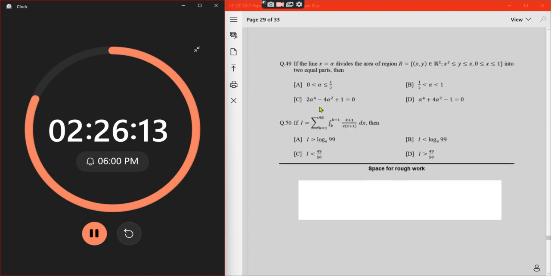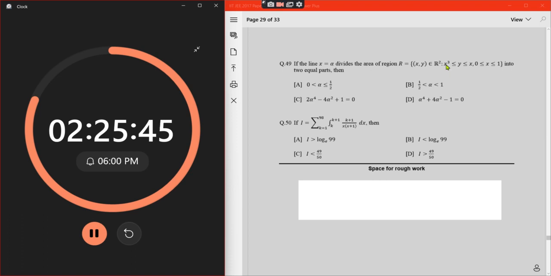49 is: if the line x equal to alpha divides the area of this region into 2 equal parts, then, okay, this line divides this region into 2 equal parts. What is this? x belongs to real squared, x cube is less than or equal to y less than or equal to x. Okay, x is between 0 and 1. At 1 these become equal, of course, so x equal to 0 will be the same. Exactly. So at 0 it's just equal, at 1 these are equal.